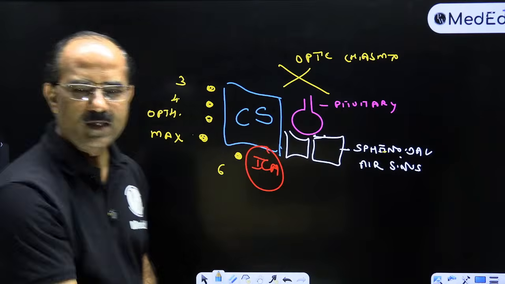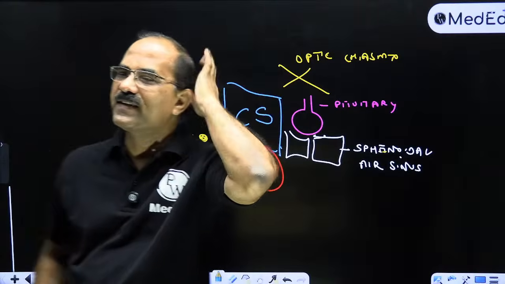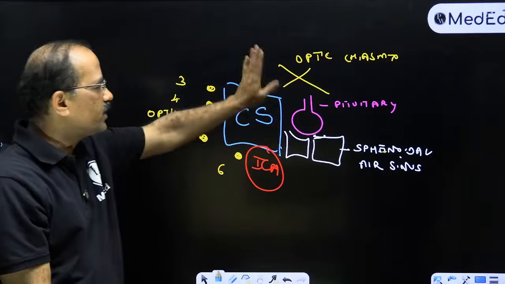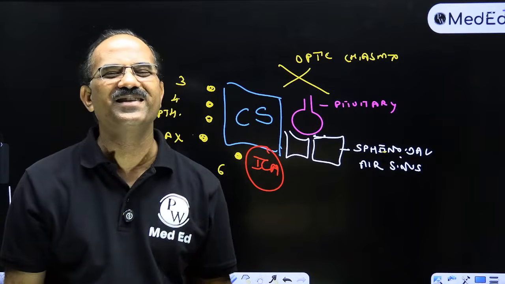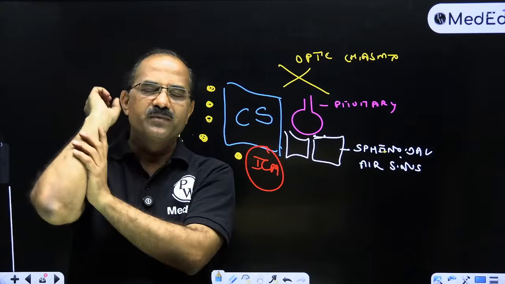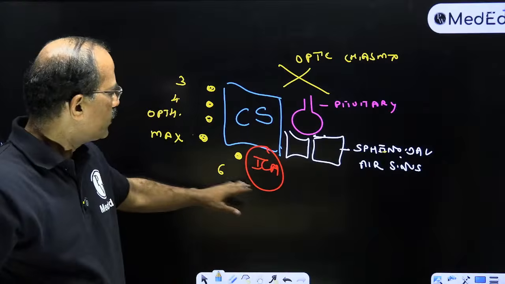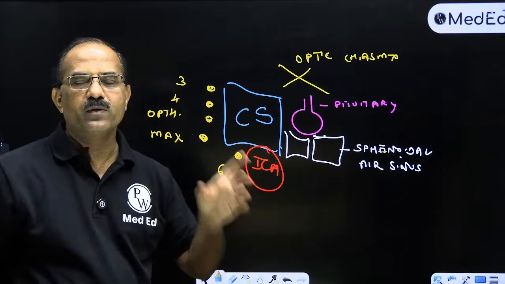Cavernous sinus. This is the slide, just remember this slide. So who's on the medial wall of the cavernous sinus? The medial wall of the cavernous sinus is related to the pituitary gland and the sphenoidal air sinus. The roof is the optic chiasma. In the lateral wall are the third nerve, fourth nerve, ophthalmic and the maxillary nerve. The floor has the sixth nerve and the internal carotid artery.